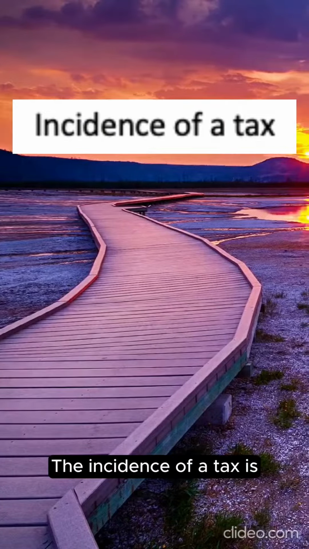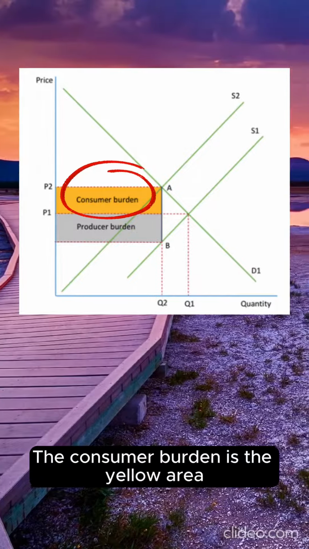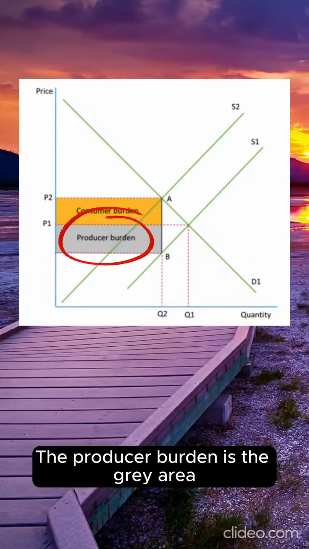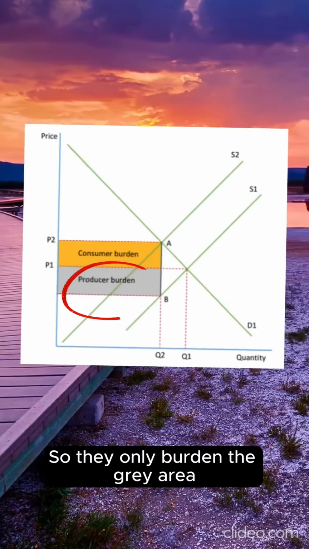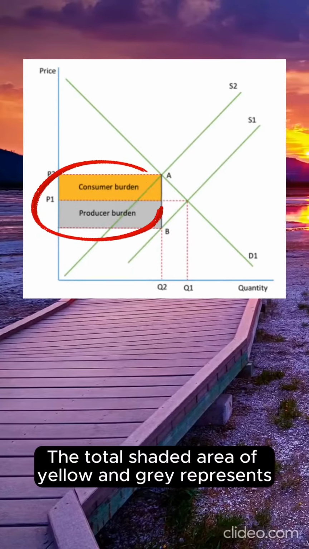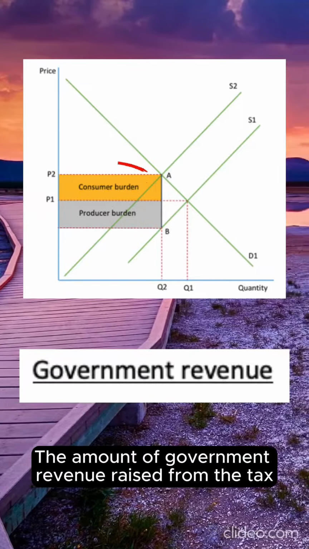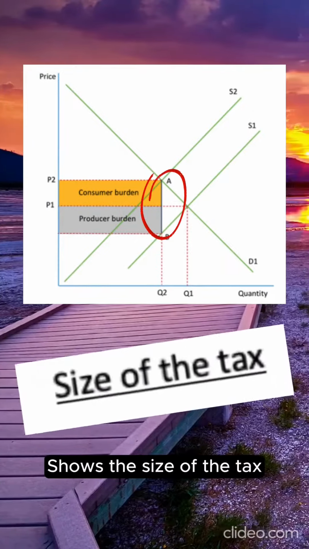The incidence of a tax is the tax burden on the taxpayer. The consumer burden is the yellow area. Consumers burden the rise in price. The producer burden is the gray area. Producers burden the total shaded area, which represents the whole tax, but not entirely, as they raise the price for consumers, so they only burden the gray area. The total shaded area of yellow and gray represents the amount of government revenue raised from the tax. The vertical distance between S1 and S2, the line AB, shows the size of the tax.